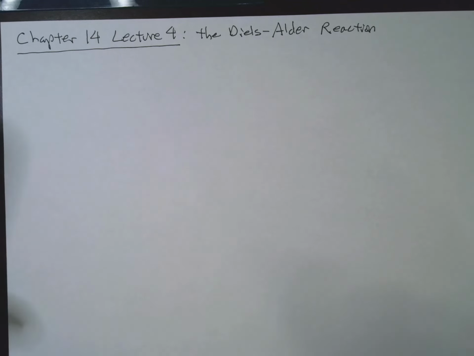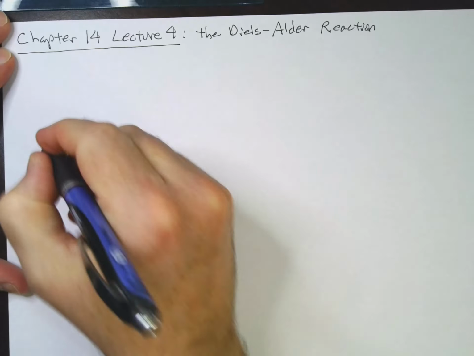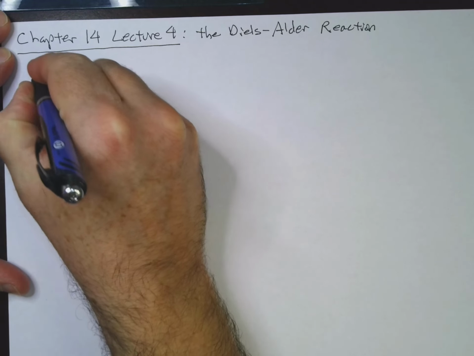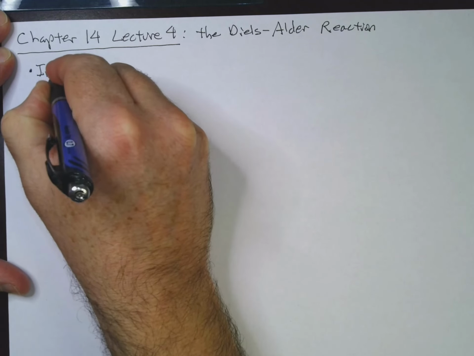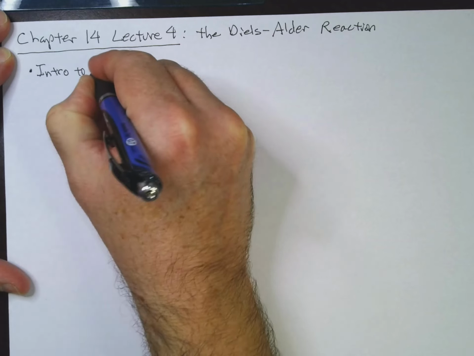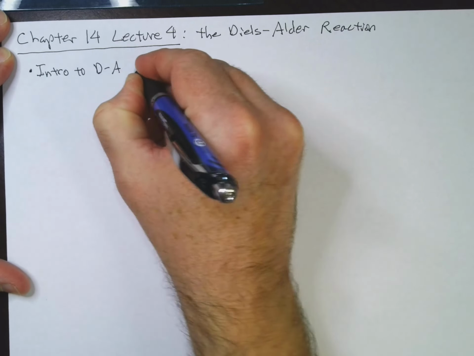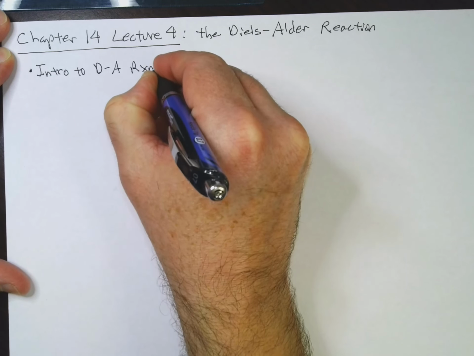Hi, Dr. P here, and in this lecture we will take a look at the Diels-Alder reaction. I'd like to go over an intro to the Diels-Alder reaction, which I'll just abbreviate as DA or XN.